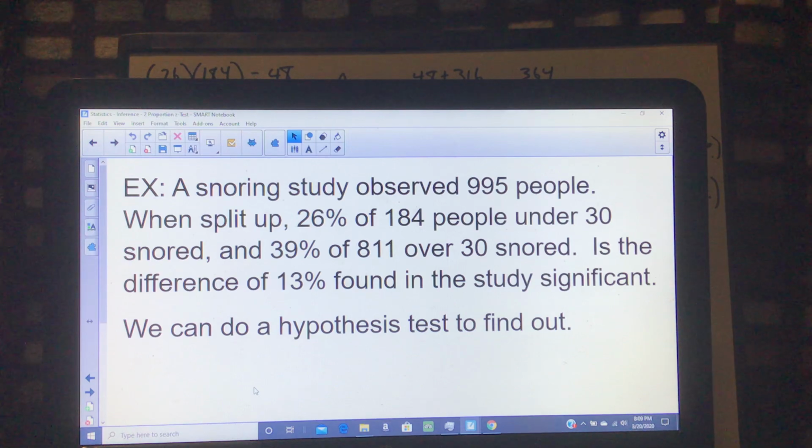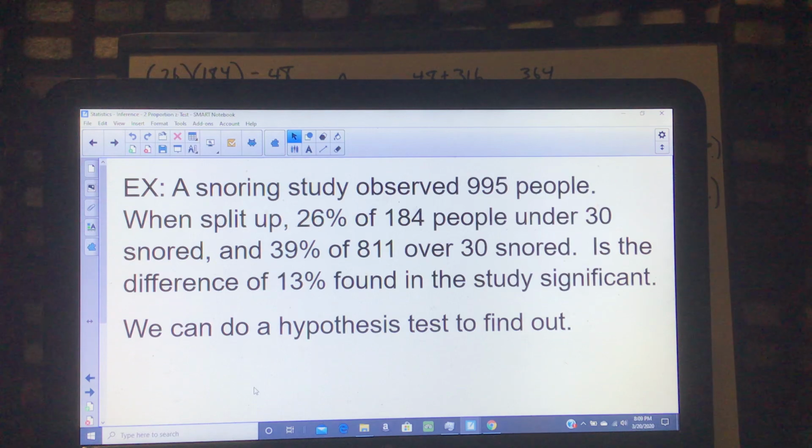So one possibility is people under 30 and people over 30 snore at the same rate. And we only got this 13% difference due to natural variation. The alternative idea is maybe the reason we're getting this 13% difference is because there actually is a true population difference in those over 30 and those under 30. So the hypothesis test is what we use to figure this out. So does this sample support that older people snore at a different rate than younger people, or is it possible that they come from the same rate and natural variation is what's causing that 13% difference?